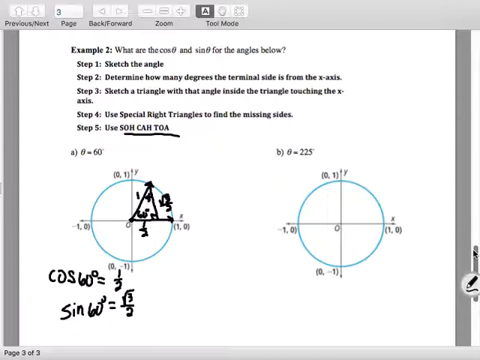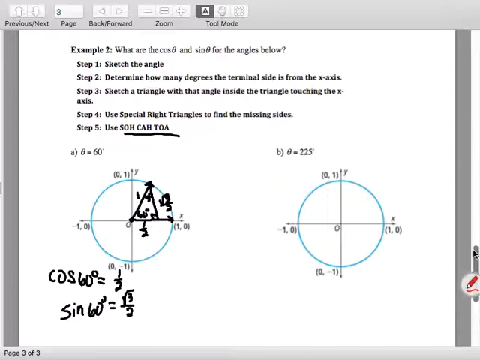All right, so that one was simple. Okay, that one was very, very simple. So now they're going to get more challenging as we go. The hardest part is step 1 and step 2. Sketching the angle and determining how many degrees the terminal side is from the x-axis. That's going to be the tricky part.